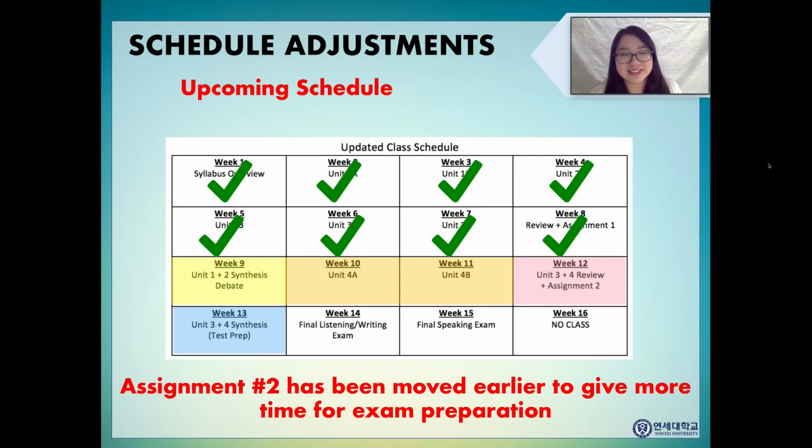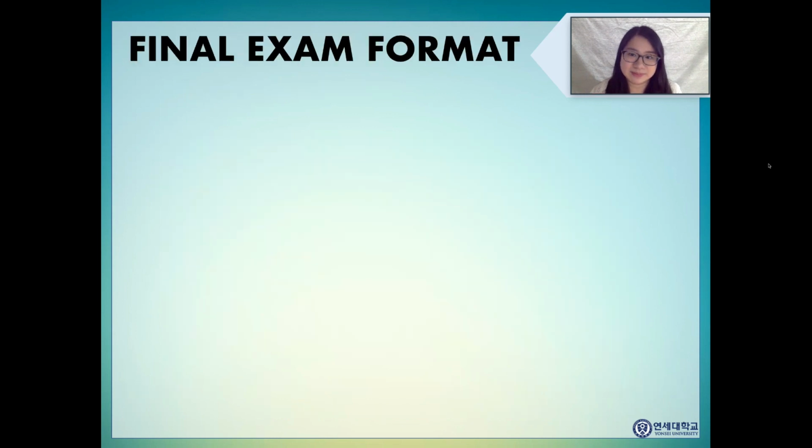The final exam is going to include material from the entire semester, which is why now we're going to focus on review a lot. So first, we're going to have the written exam, which will be taken online. And then we'll have a speaking exam. Let's look at the final exam in more detail.